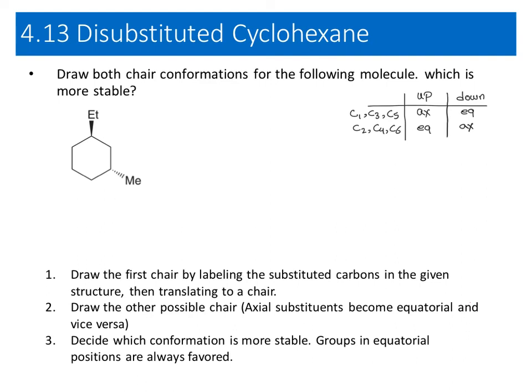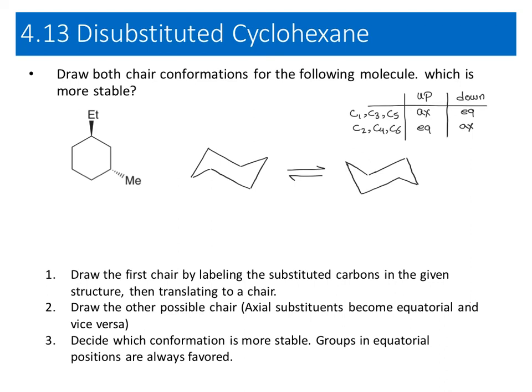Okay, so for this structure, again, we need to draw both conformations and decide which one is more stable. So let's draw the chair conformations. We start by drawing two parallel lines. Okay, so this is one chair conformation, and let's draw the chair flip as well.